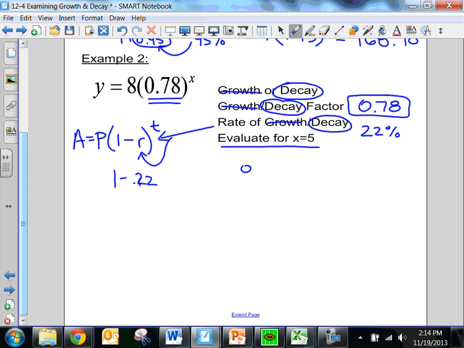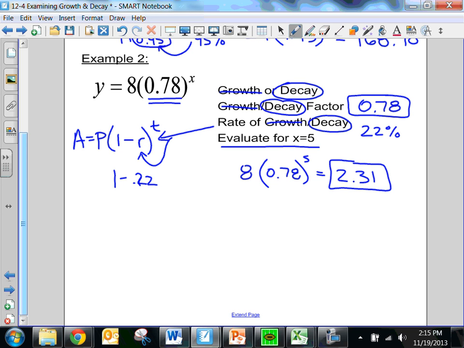So I'm going to literally plug this all in and put a 5 and then figure it out on the calculator. So we get 2.31 will be the answer for this one.